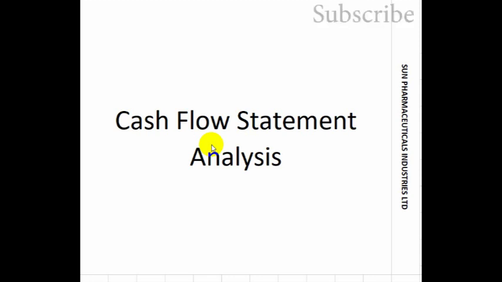Cash flow is different from the profit and loss account because it is only concerned with the cash transaction. Things like depreciation, credit sales, purchases, write-offs like bad debts, etc., are not included in this cash flow statement analysis. So basically we will be only analyzing the cash inflows and outflows that have taken place during the year.